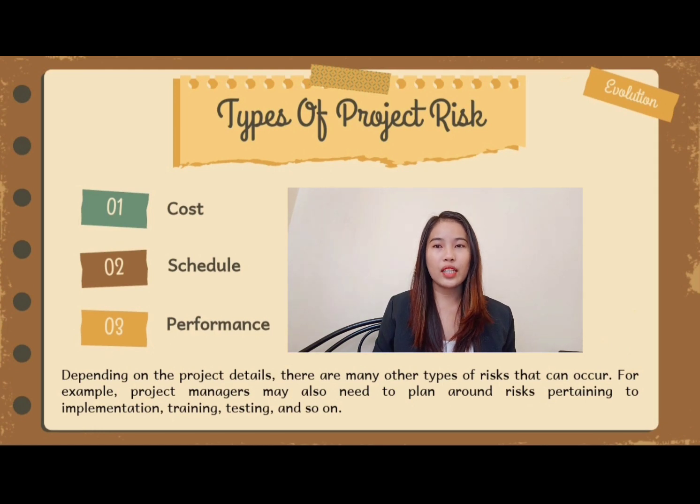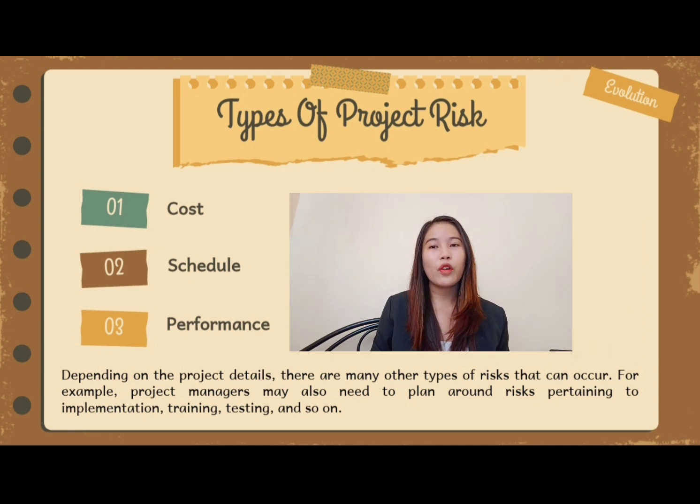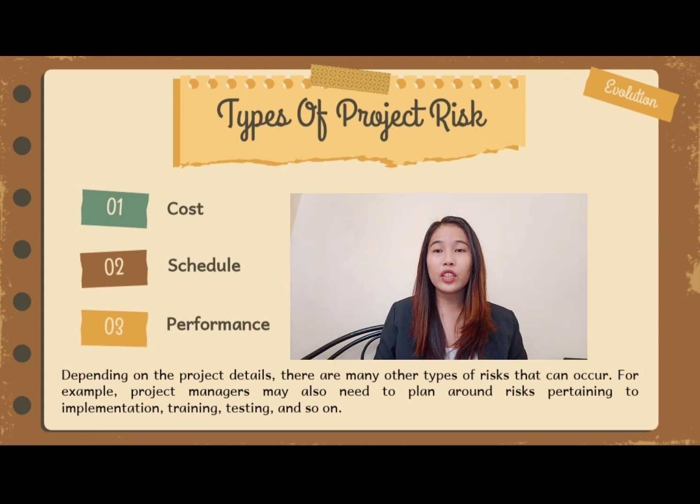Number 2 is schedule. The risk of unplanned scheduling conflicts, such as events that cause the project to be delayed. Scope creep is a common reason for scheduling issues and project delays. Number 3 is performance. The risk of events that cause the project to produce results that are inconsistent with the project specifications.